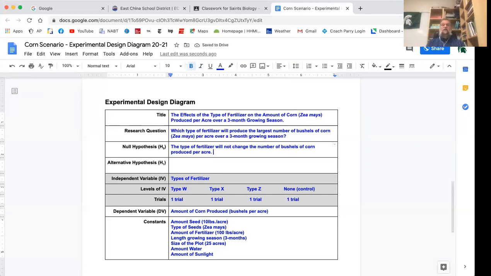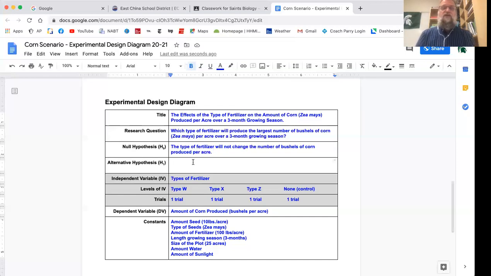So it doesn't matter what type of fertilizer I use, there's going to be no difference. The control group, type Z, type X, type W, I'd expect them all to be the same. And if that's the data I get, I cannot reject my null hypothesis, and therefore there's no need going much further, and this fertilizer is not worth investing in. End of story. But if any one of those plots produces a significant difference in the number of bushels of corn, then I can reject my null hypothesis and go on to my alternative.